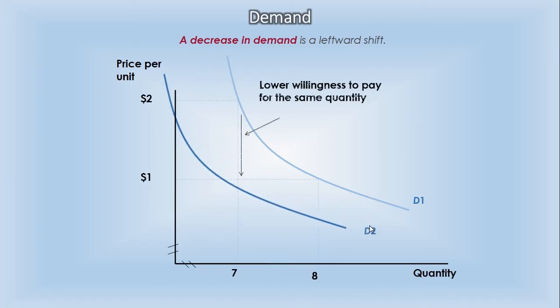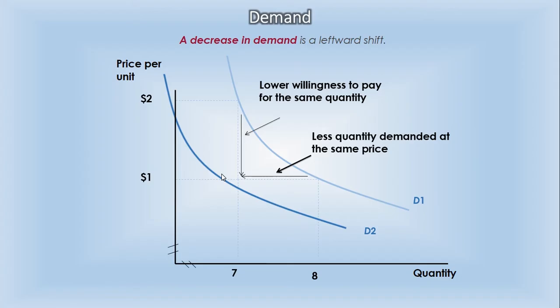And there's two ways to look at it. One is you can think there's a lower willingness to pay for the same quantity. So before at 7 units, people were willing to pay $2, but now they're willing to pay a little bit less than $1. The other way to look at it is that at any given price, people are buying less. So at this price over here of $1, people are willing to buy 8, and now they're willing to buy a little less than 7. So there's just two ways to look at it as far as what's happening with price and quantity.